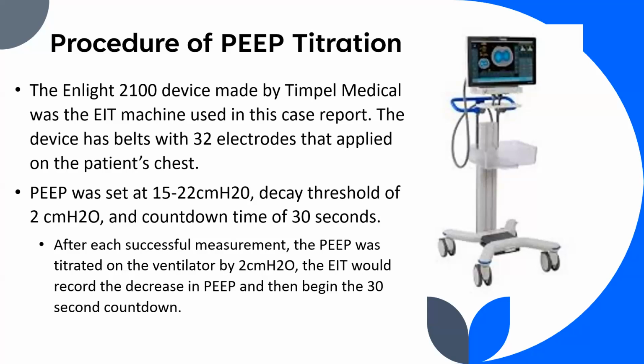So for patient A, we started at 15, and patient B, we started at 22, because if we went higher than that, we started to see compromises in our patients. They would get tachycardic or hypotensive. And so we decided to dial in those PEEPs at those levels. But you can see that there is some variability between patients.